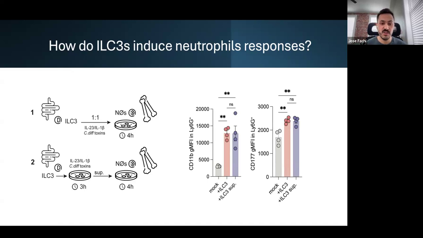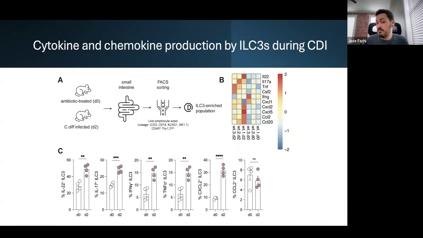the stimulation of these neutrophils by the supernatant from the ILC3s, in both conditions, we have more neutrophil maturation and activation, as you can see by CD11B and CD177 expression. So ILC3s were in fact secreting something that was activating this neutrophil maturation. Again, what? So we decided to check everything that was being produced by ILC3s.